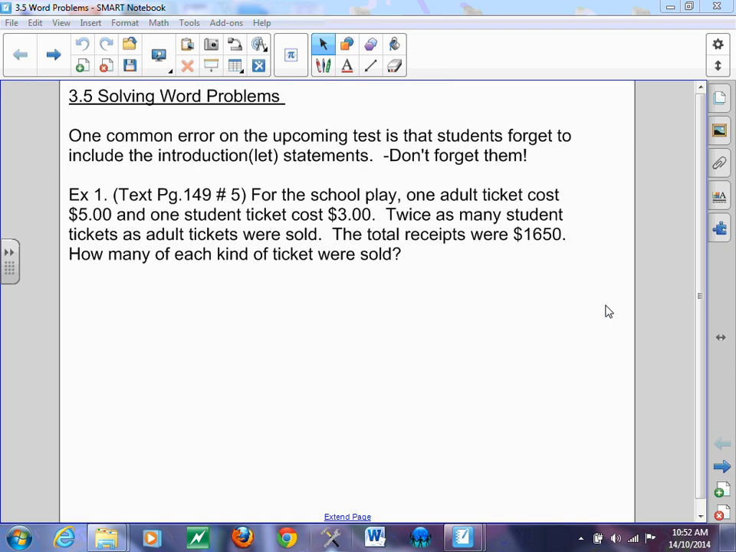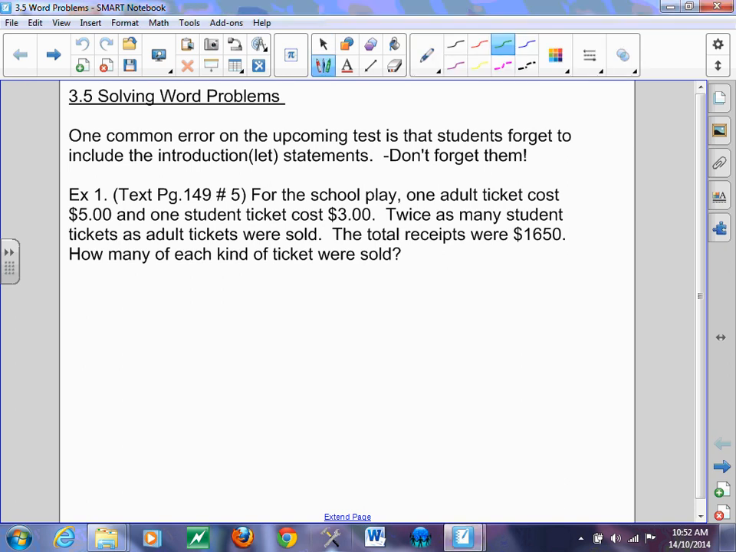First thing we need to remember, folks, is one common error on the upcoming test that I usually see: students forget to include their let or introductory statements. So make a mental note to not forget your let statements, okay? All right, so here we go.